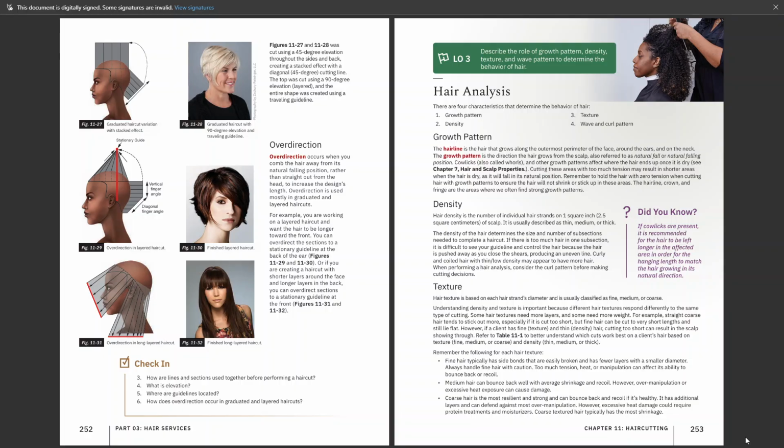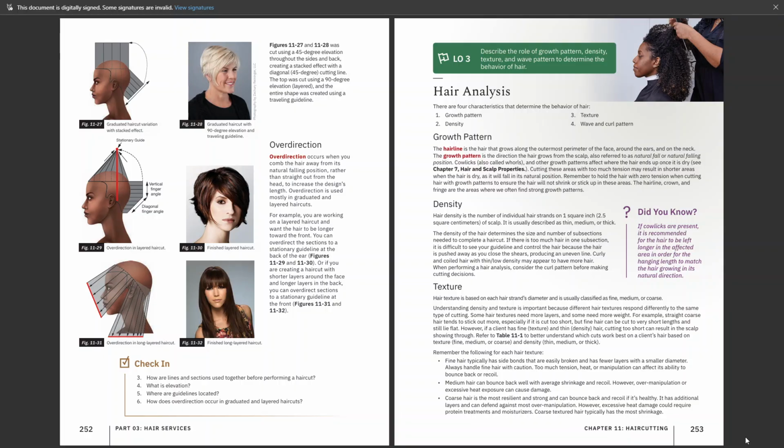Density. Hair density is the number of individual hair strands on 1 square inch, 2.5 square centimeters of scalp. It is usually described as thin, medium, or thick. The density of the hair determines the size and number of subsections needed to complete a haircut. If there is too much hair in one subsection, it is difficult to see your guideline and control the hair because the hair is pushed away as you close the shears, producing an uneven line.